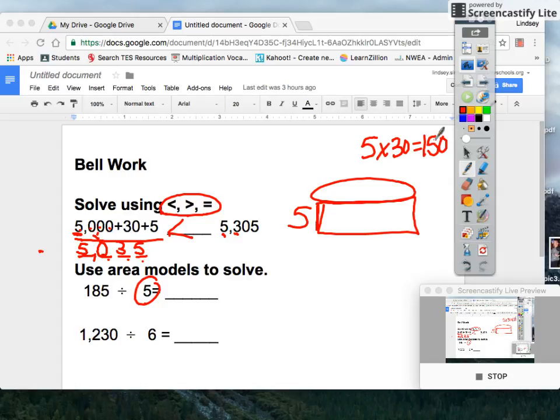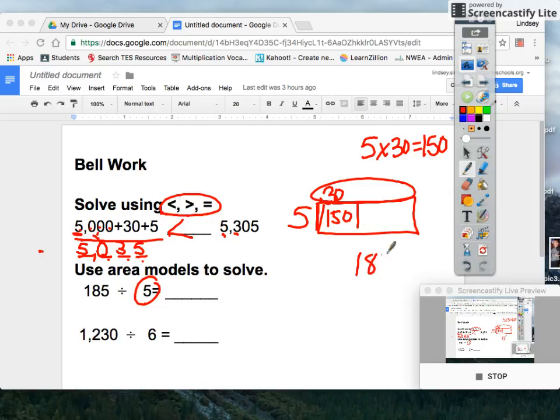150. Is 150 less than 185? Yes. So 30 is a good number to choose here. 30 times 5 is 150. All right, and I'm going to do what now? I have to have my what kind of? Yes, I have to have a subtraction total going down.